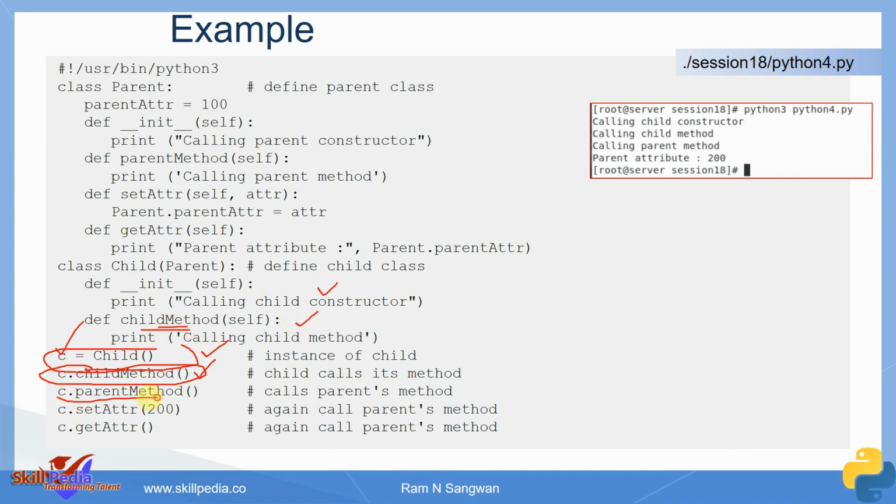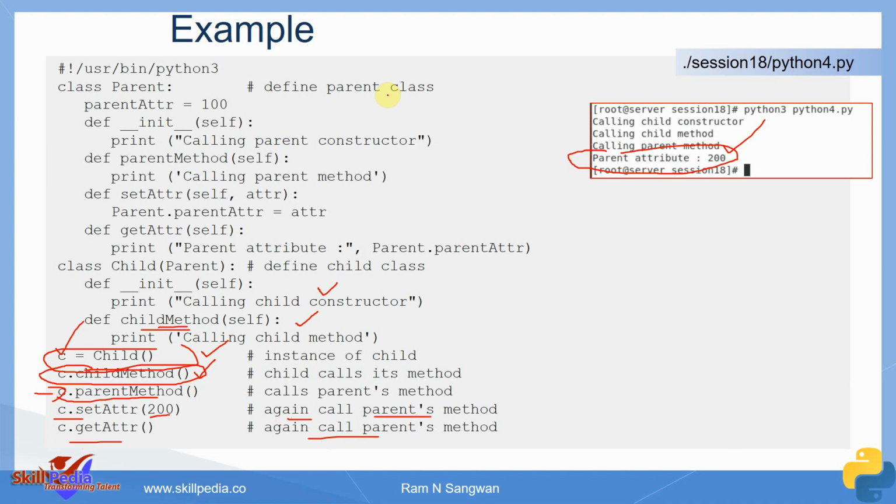Then calling parent method. The moment you say parent method, then parent method will be called. So calling parent method. And then set attribute 200, this will set again the parent's attribute. And then get attribute will get the parent's attribute. So you will get the parent attribute 200. So this is the example of a parent and child class.